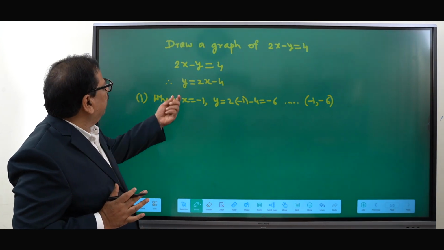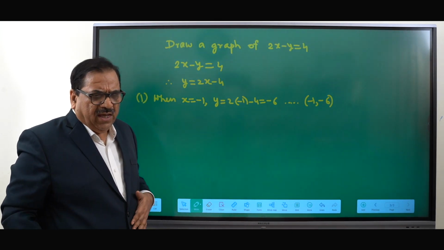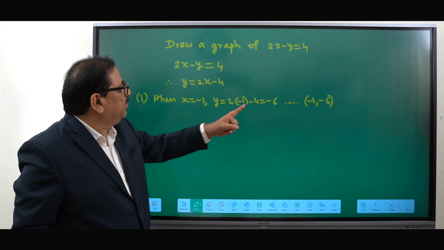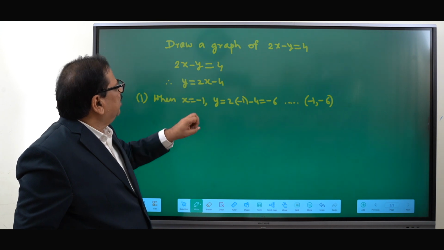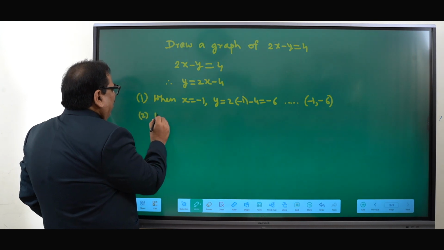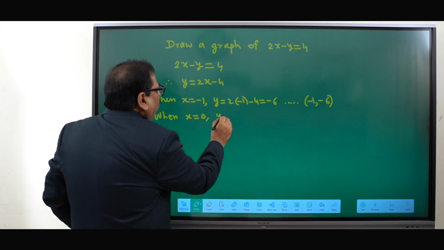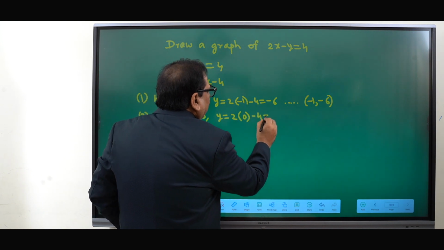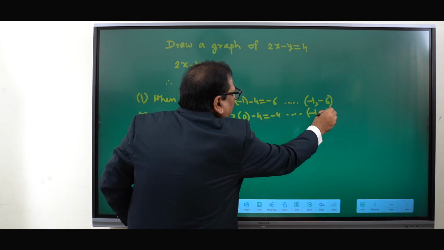So here we have calculated from the given equation: if x is equal to minus 1, y is equal to minus 6, and the point (minus 1, minus 6) is on this line. Substitute here, x is equal to minus 1, minus 2, minus 4, minus 6, therefore this is a point on the line. Second, when x is equal to 0, y will be equal to 2 into 0 minus 4, which is equal to minus 4.